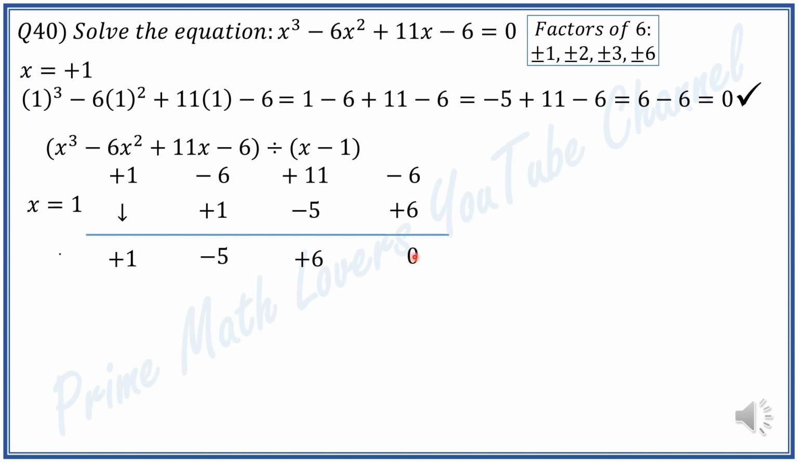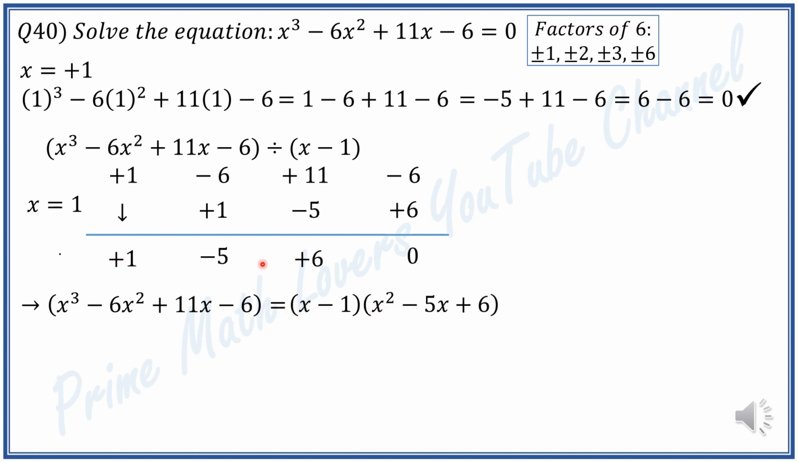When we get 0, it means that this is divisible by x minus 1, and we can write the equation as x minus 1 times x squared minus 5x plus 6. Positive 1, negative 5, and positive 6 are the coefficients of this quadratic function. Now we need to factorize this. We need to find two numbers that multiply to positive 6 and add to negative 5. Negative 2 and negative 3 are those numbers.